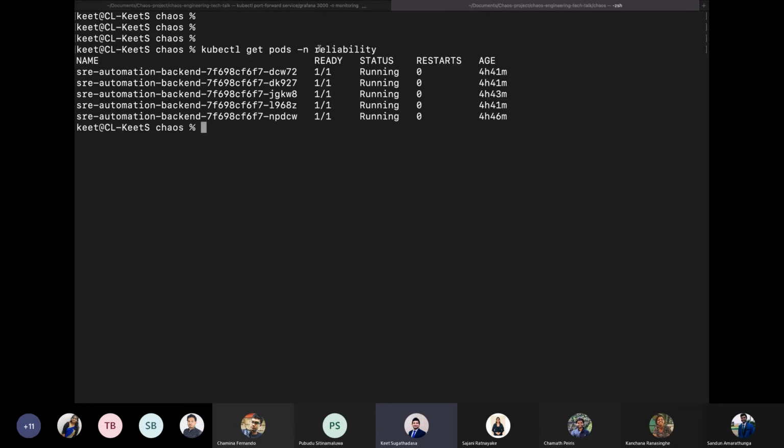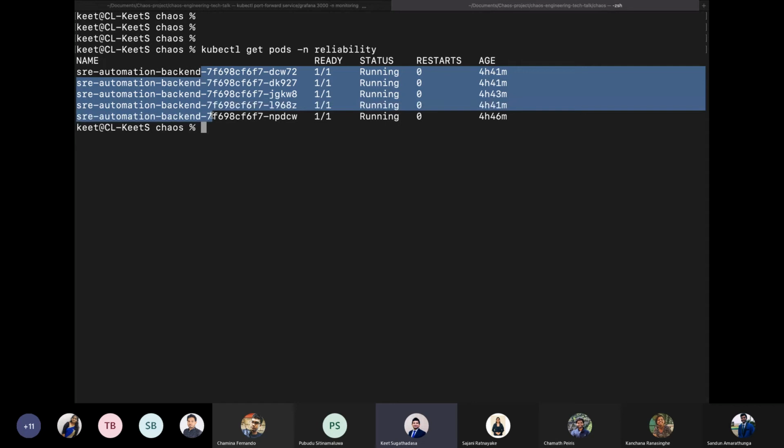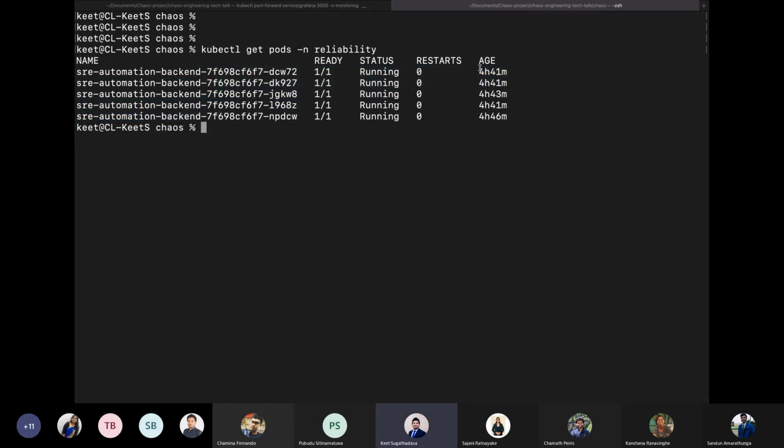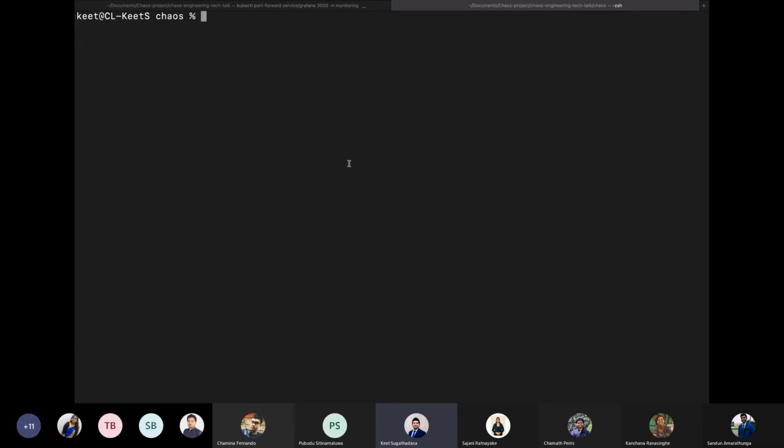So in this, we are using the namespace called reliability. And as you can see, we have 5 different pods running. And each of these, if you look at the age of these pods, they are like 4 hours old. That means they have been running continuously for 4 hours. Now, let me show you how we can induce a chaos into this.